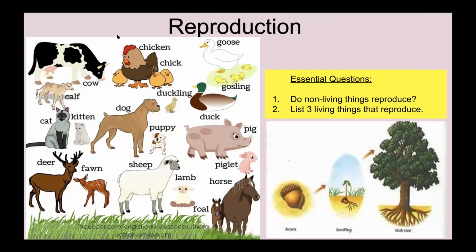So reproduction is super simple. All that word means is that living things have the ability to produce babies or offspring. Take a look at these pictures here. We have the adult animal, we have the mom cow and a baby calf. We have the mom dog and the baby puppy. We have the pig and the baby piglet. We have the deer and the baby fawn. So again, reproduction just means the ability to have babies or offspring.